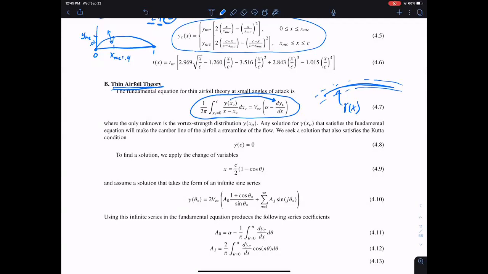I mean, I haven't re-derived it here, but it would make sense that the strength of that vorticity has to be related to the camber line, because if you have a really sharp camber line and you're trying to make that a streamline of the flow, that's going to change the strength of the vorticity along there, right, in order to make that be true. So this is the fundamental equation, and we're going to apply the Kutta condition at the trailing edge that says that right here gamma has to be equal to 0. And what that does is it forces the flow to exit the trailing edge tangential to the trailing edge, okay?